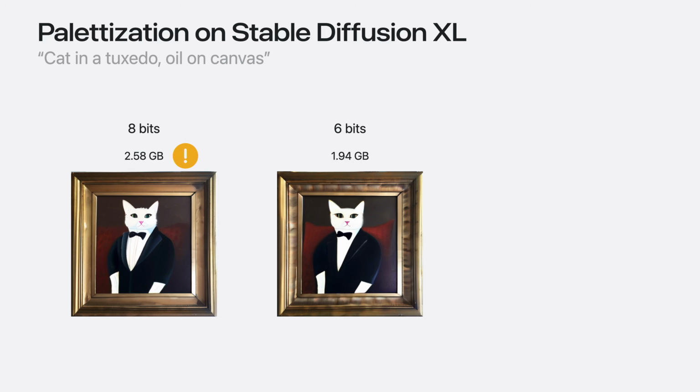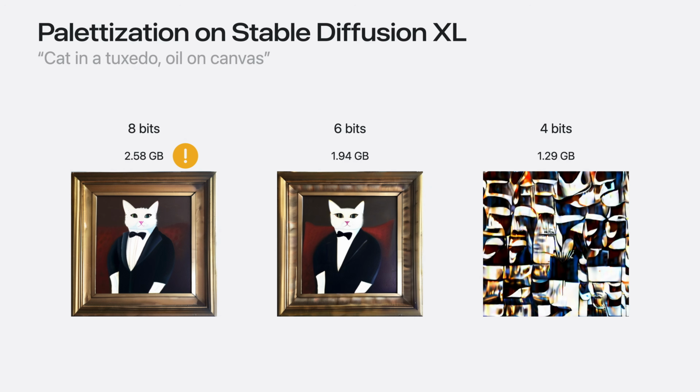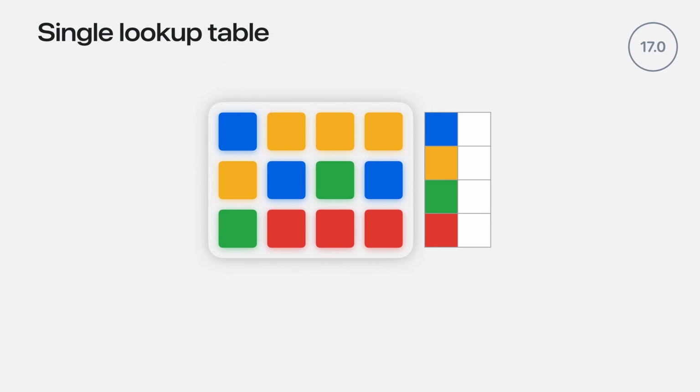6 bits can meet this requirement, and I can finally run this model on my iPad. What about 4 bits? I'm not able to get a good image anymore, meaning the model isn't accurate. So what's going on here? To understand it better, we need to first revisit the palletization representation.